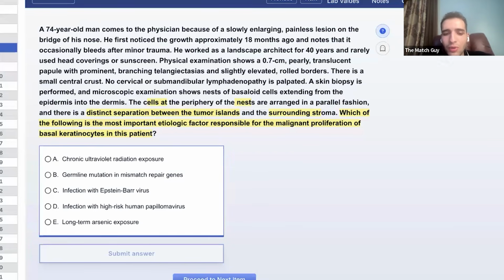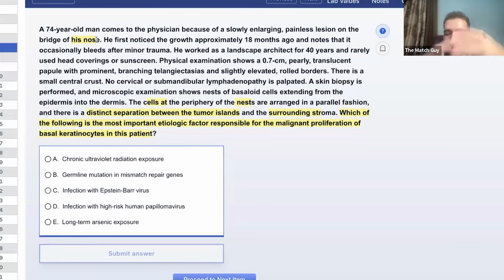So let's read the question together. So right now we know they are asking about a type of cancer and what's the cause of it, right? So a 74-year-old man comes to the physician because of a slowly enlarging painless lesion on the bridge of his nose. So right now I know they are talking about a skin cancer, right? And because I have pattern recognition, I know once they are mentioning a skin cancer and it's in the nose, it's mostly basal cell carcinoma, because I know the word that's saying BC. Basal cell carcinoma is usually in the upper lip, and the squamous cell carcinoma is usually in the lower lip.